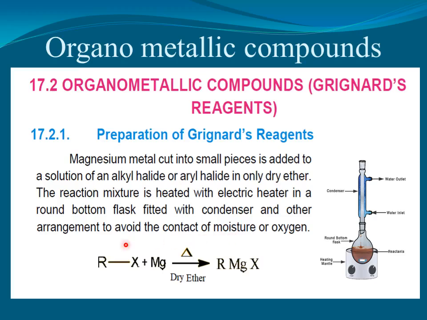Look at the chemical equation. This is RX, meaning alkyl halide or aryl halide. It is going to chemically react with magnesium when it is heated in the presence of dry ether as a solvent. It is going to give you RMgX. Over here, R can be an alkyl group or an aryl group, chemically bonded to magnesium and a halogen atom, chlorine or bromine. Now this RMgX is the general formula for Grignard's reagents.